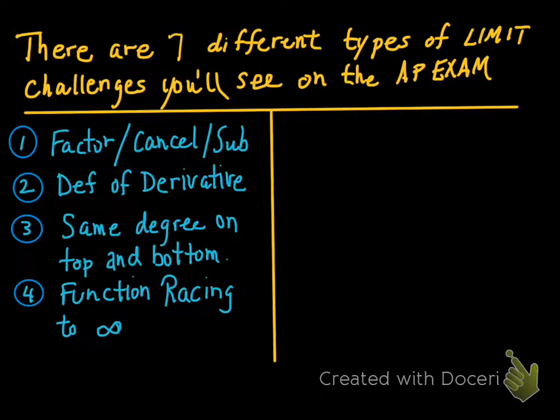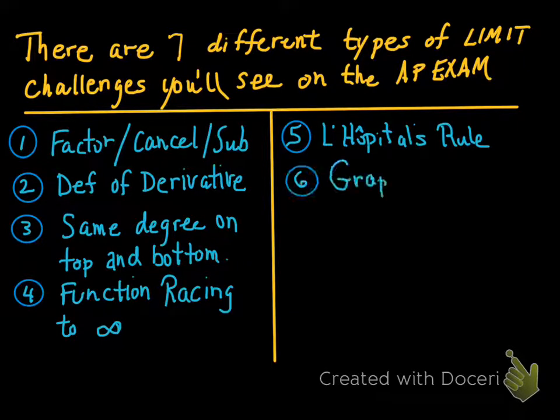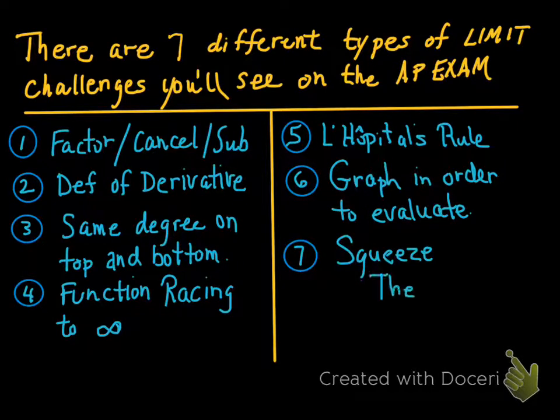And on part 2 of this video, we'll look at L'Hopital's rule along with graphing in order to evaluate the limit. And lastly, the squeeze theorem, kind of the new kid on the block in Calculus AB, that you'll have to know how to execute and realize that you need to use the squeeze theorem in particular cases. All right, so here's the first type. Here come 4 examples for you.